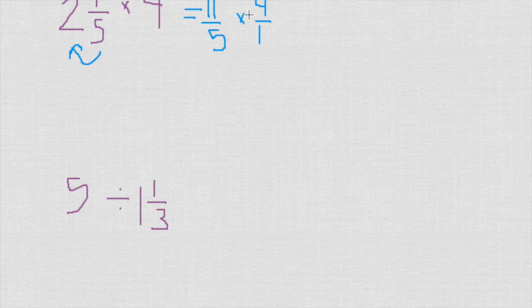Okay, now that I have it in this form, I can go ahead and multiply straight across. 11 times 4 is 44, and 5 times 1 is 5. Now for our final answer, we're going to want to put it back into a mixed number. So 5 goes into 44 8 whole times, and there are 4 leftovers, and the denominator stays the same.